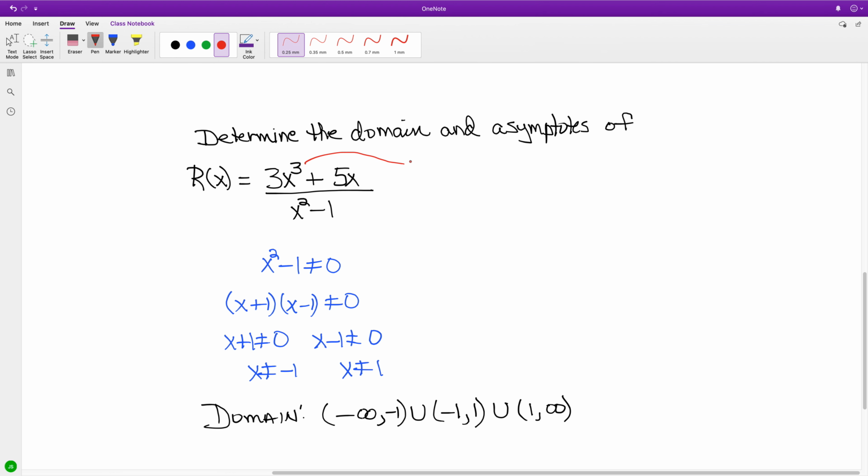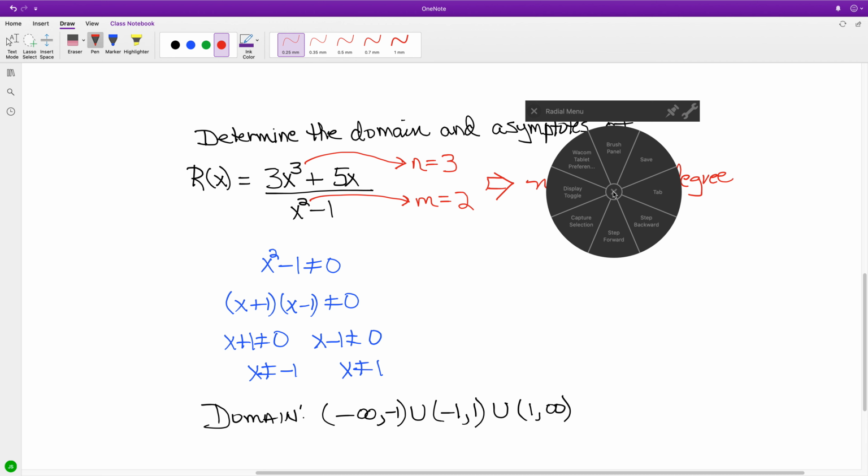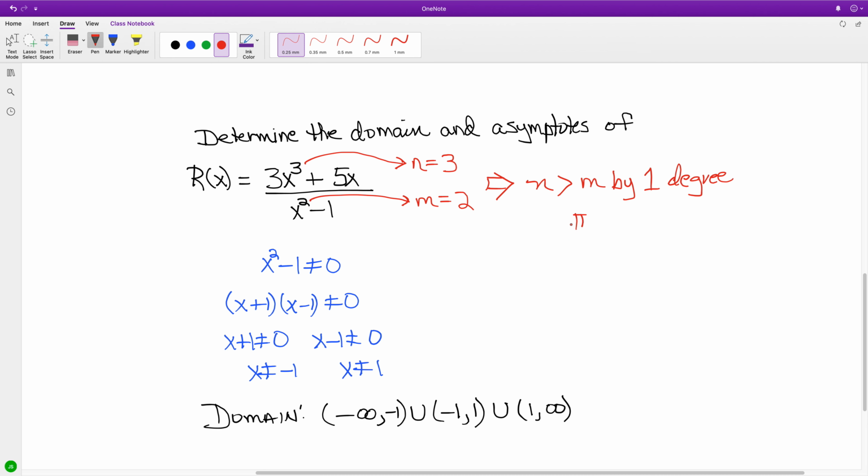Now, in the numerator, the higher order term is 3x cubed, and from the x cubed, we have n is equal to 3. For the denominator, x squared defines the degree since that is the higher order term, so we have that n is equal to 3 and m is equal to 2. And from this, n is greater than m by 1 degree. If the numerator is greater than the denominator by 1 degree, we're going to end up with a slant asymptote.